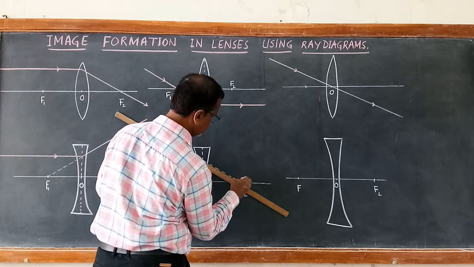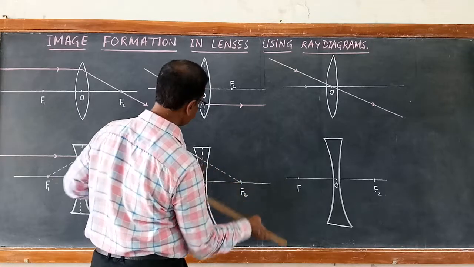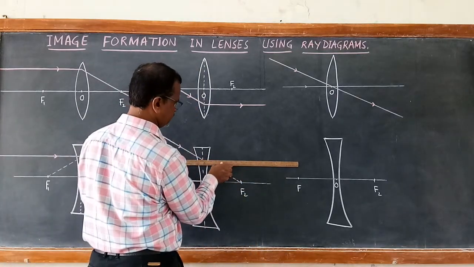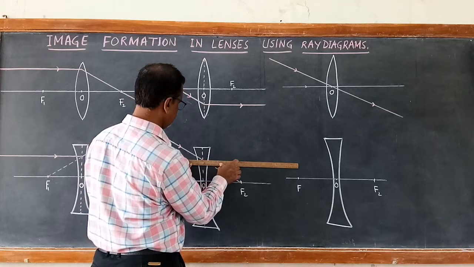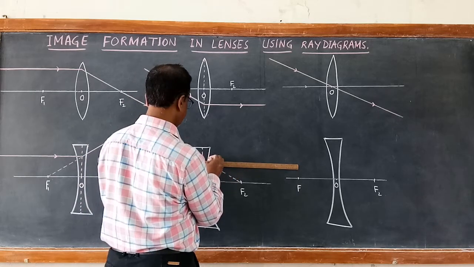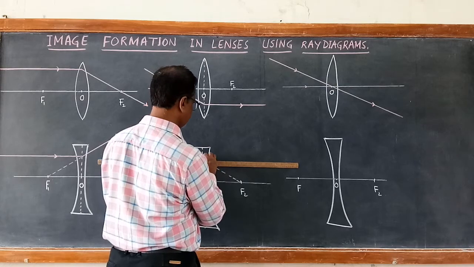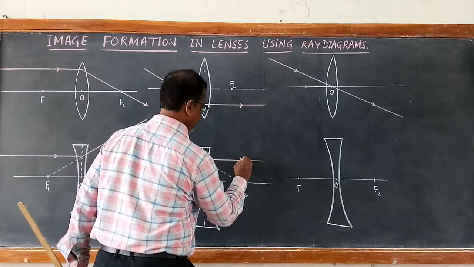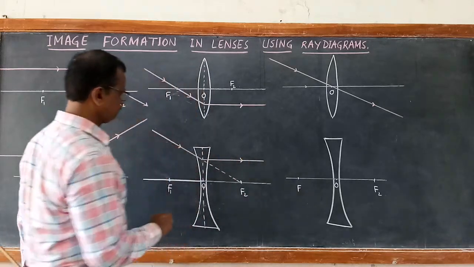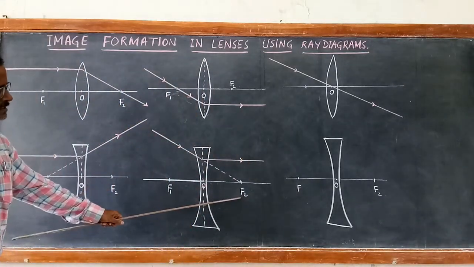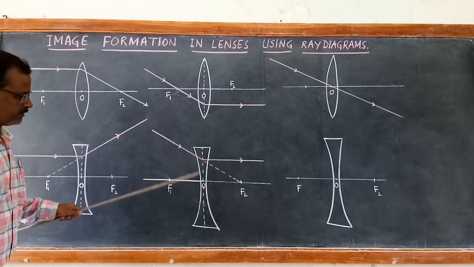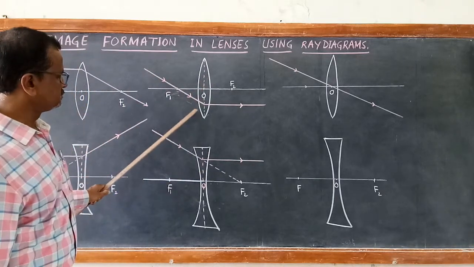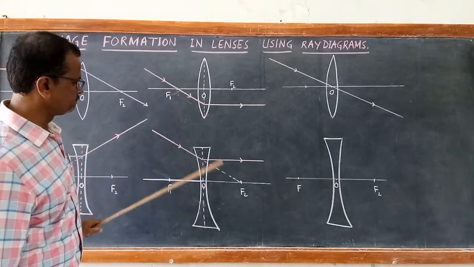This is how you can show by dotted line. After undergoing refraction, it goes parallel to the principal axis. This is the second one. The one which is directed towards the focus, after refraction undergoes divergence and goes parallel to the principal axis. I think you can make the difference here.